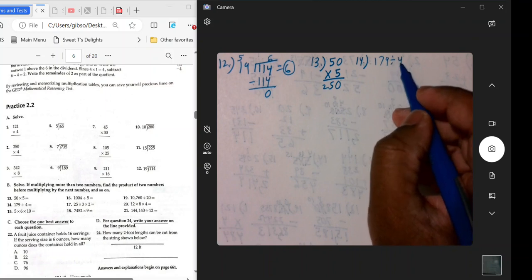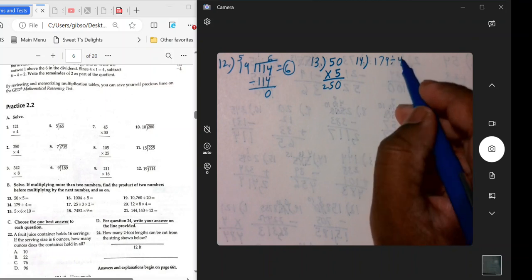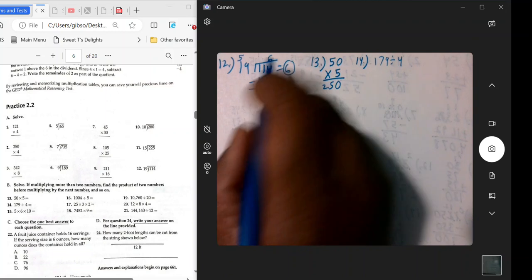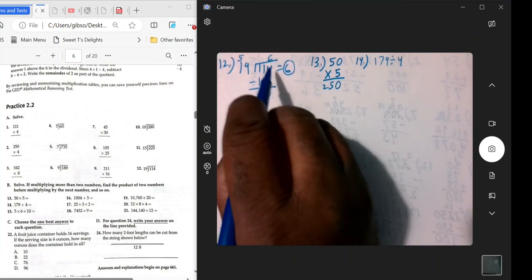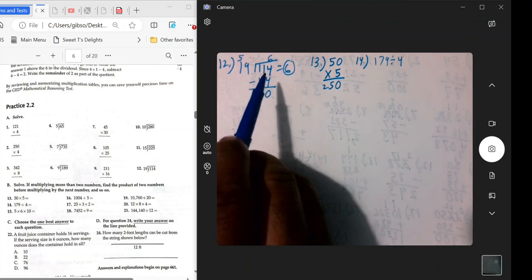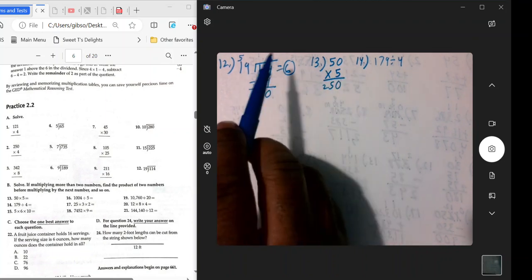179 divided by 4. 4 is what you're dividing by. So remember, your divisor, just like 19 was the divisor. As a matter of fact, let's go back to problem 12. Let me show you how these two are related.